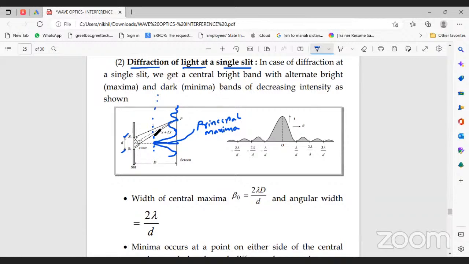And after getting the maximum intensity at the center, at this position, you are going to get a minimum intensity, where intensity is 0. This is called the first minima. After the first minima, you are going to get once again a maximum amplitude, but not the same as the central maxima. This is called the first secondary maxima.